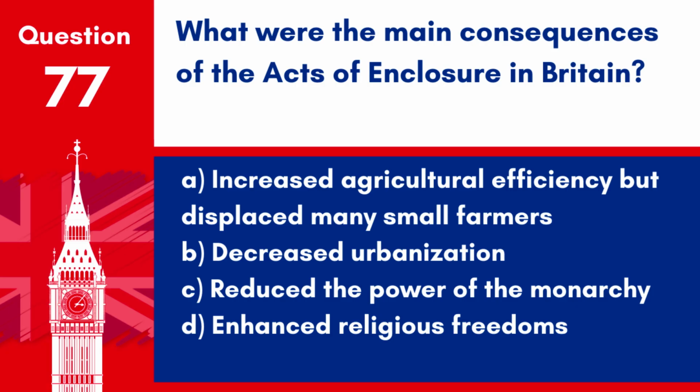Answer: A. Increased agricultural efficiency, but displaced many small farmers. The Acts of Enclosure in Britain led to increased agricultural efficiency, but also resulted in the displacement of many small farmers, contributing to urban migration and social change.